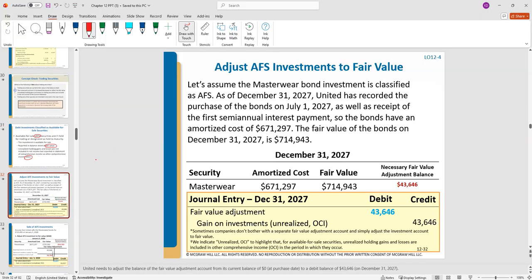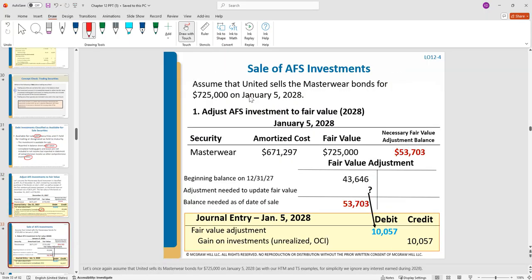Same kind of setup here. We bought it, we recorded it at 671. At the end of the period, it's now worth 714. It's an available for sale security. That's our intent, how we classified it. It went up by 43. So we tee up the fair value adjustment. The unrealized gain is going to go in OCI. That's great. We then sell it later on. So it went up a little bit. That's great. We did that. And then it went up again by an additional 10, and then we sold it on that date when it went up.